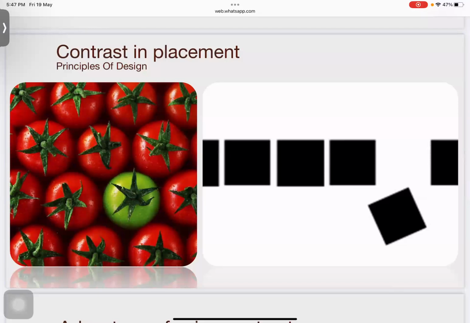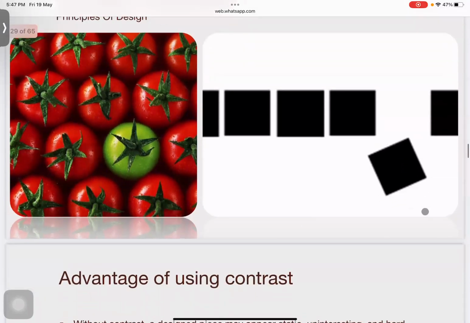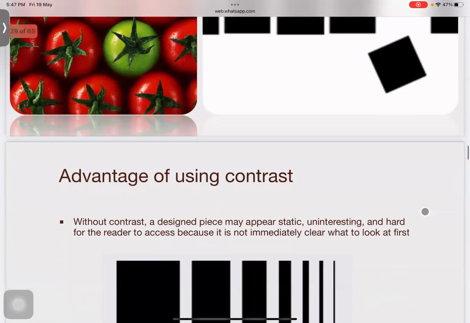So now over here, what we see is several squares on the right hand side. We wouldn't have to move the square this much; just slightly tilting it in any of the other directions, rather than putting it absolutely perfect in that hole, would have created a huge sense of contrast.